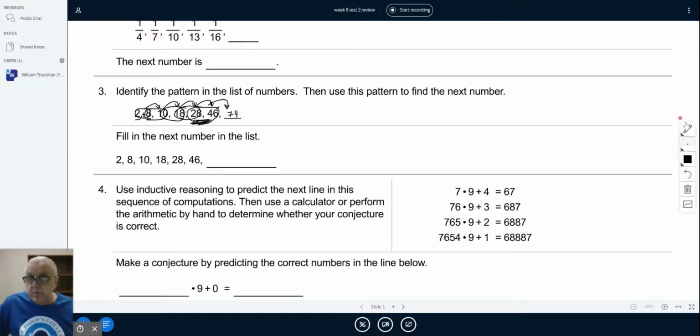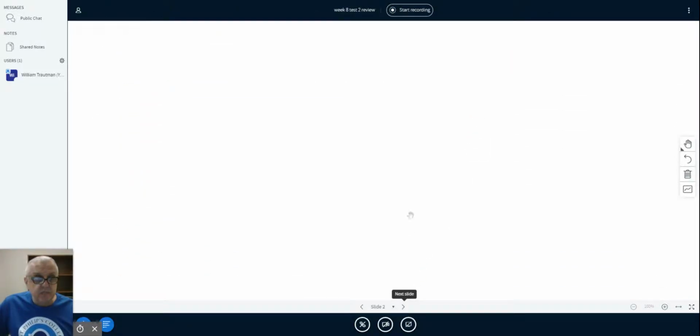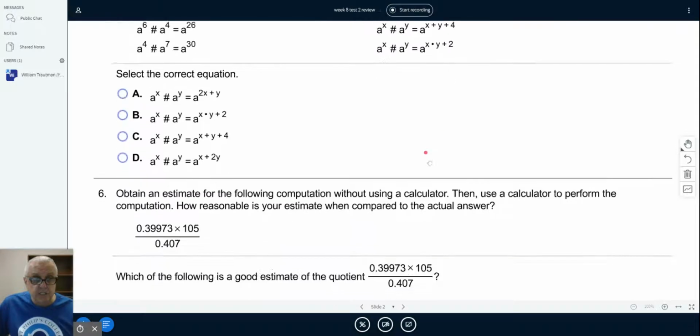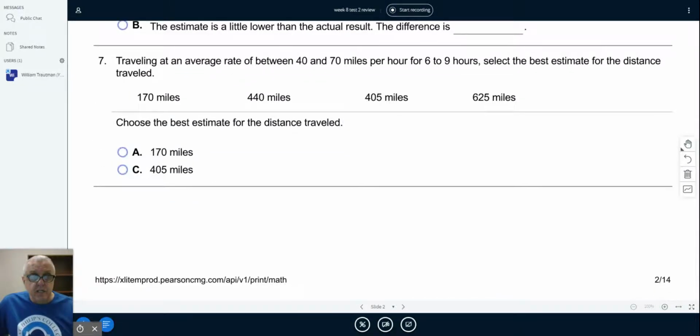Okay, I'm now going to number 7. Be a little patient with me because I'm navigating using this thing here. Okay, here's number 7. Traveling at a rate between 40 and 70 miles per hour for 6 to 9. Select the best estimate. So by the way, this is 40 to 70 miles per hour.